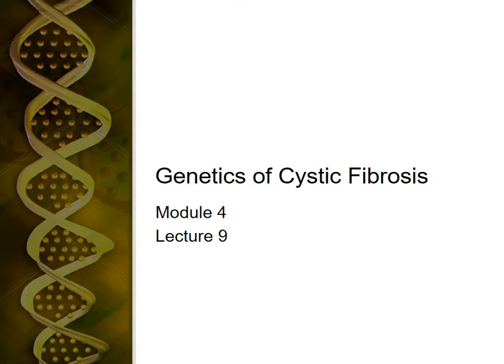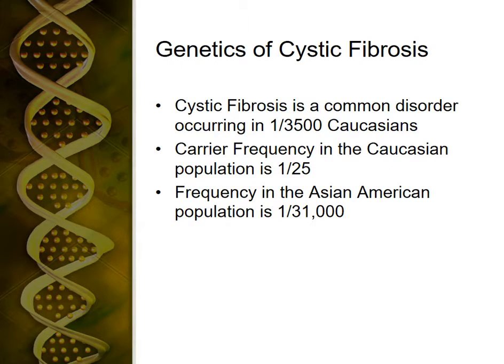Genetics of Cystic Fibrosis. Module 4, Lecture 9 of the Genetics series. Genetics of Cystic Fibrosis. Cystic fibrosis is a common disorder occurring in approximately 1 in 3,500 Caucasians.